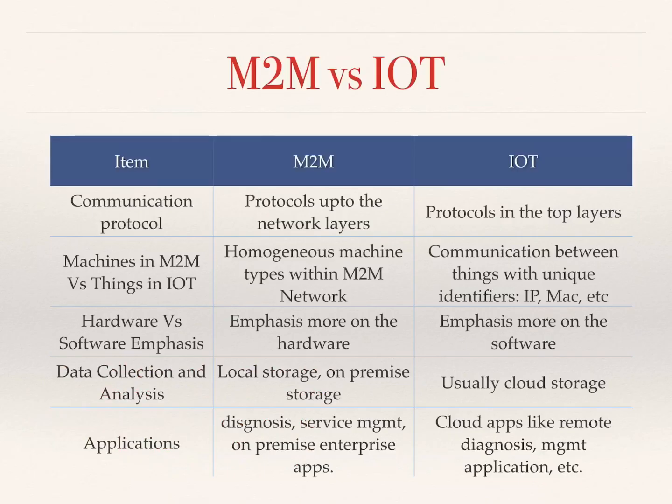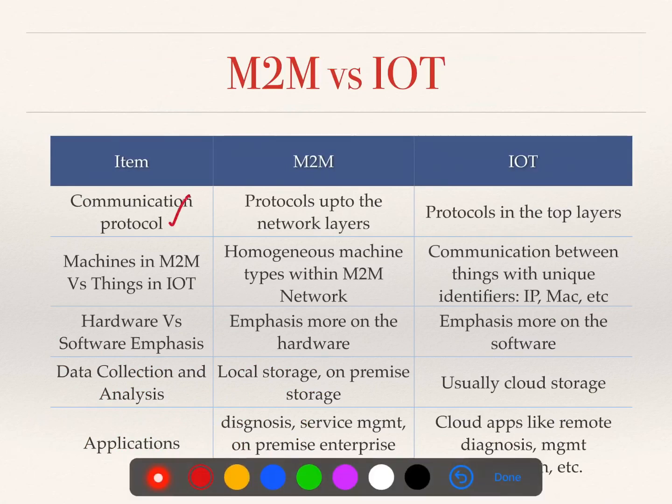Okay, so now the difference between IoT and M2M. Here we have different items: communication protocol, machines in M2M, hardware with a software emphasis, data collection, and application. I will give a readout document here so that the learners can read it in a descriptive way. I have compared both M2M and IoT in a simpler way here. Communication protocols up to the network layers are used in M2M, whereas protocols in the top layers are used in IoT. We can see this in the next slide.